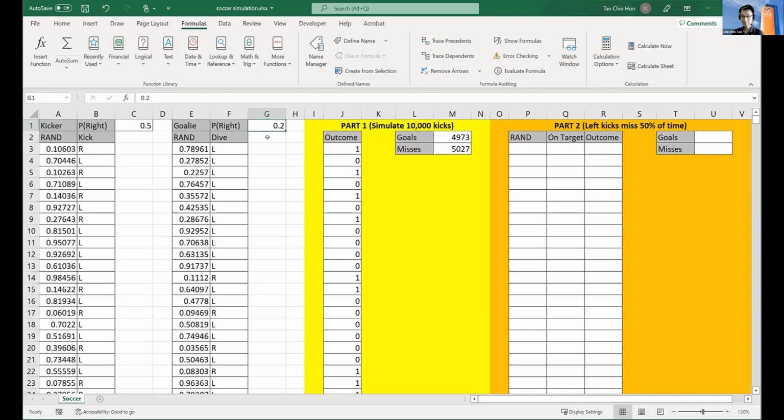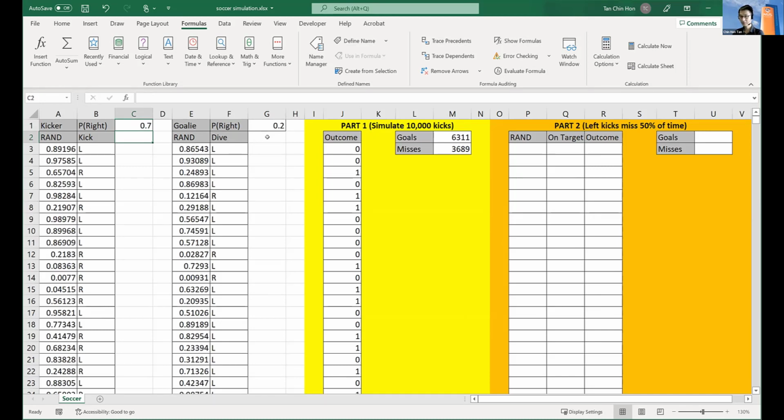Okay, but this is where you're going to realize that if the kicker knows that the goalie is going to be diving right 20% of the time, what is going to happen? Then the kicker will actually want to kick right more, right? Because if the goalie is less likely to dive to the right, then the kicker would essentially want to kick to the right more over there. Okay, and so if you see that if you were to kick to the right 70% of the time, then you're going to score more goals.